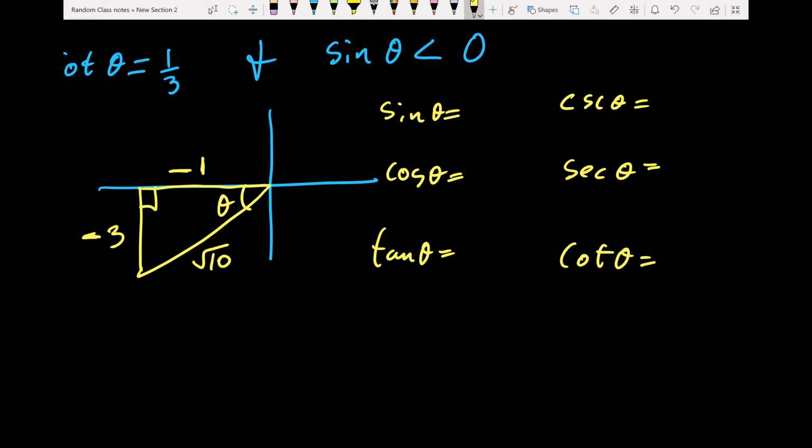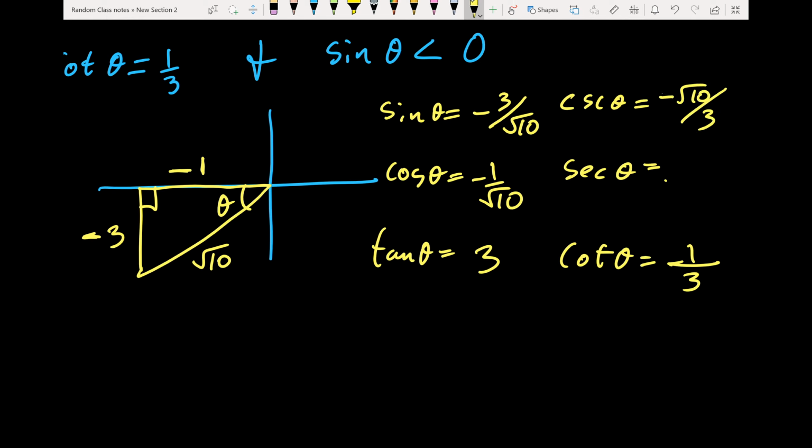Okay? Now we use SOHCAHTOA to do it. Sine is what? Negative 3 over root 10. Right, guys? And cosine is negative 1 over root 10. And then it's negative 10 over 3, negative root 10. Was that easy or was that easy?